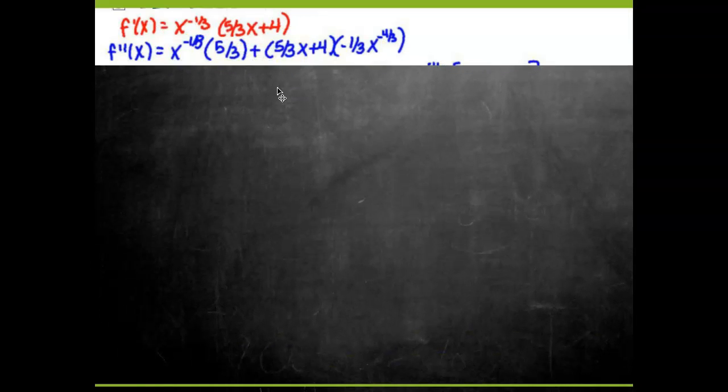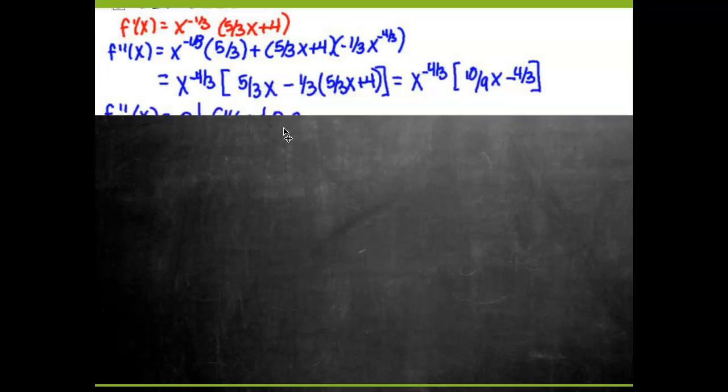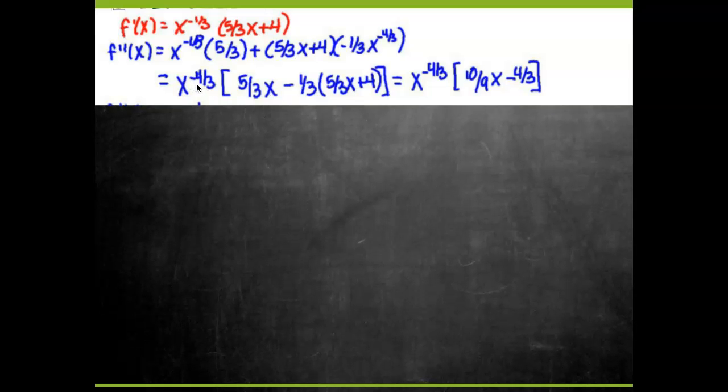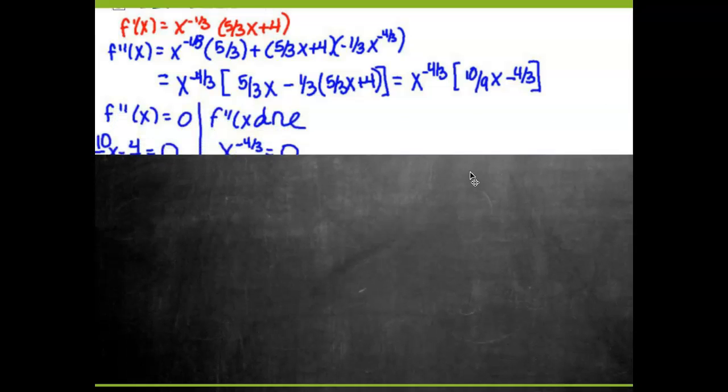All right. The second derivative is a little messier. And my handwriting was a little messier because of the iPad, so I apologize. But that's a negative 4/3. So you have x to the negative 4/3 out in front, and then it simplifies to 10/9 x minus 4/3 on the inside. So this would drop to my denominator and be my DNE. This is going to be my numerator and give me my values.